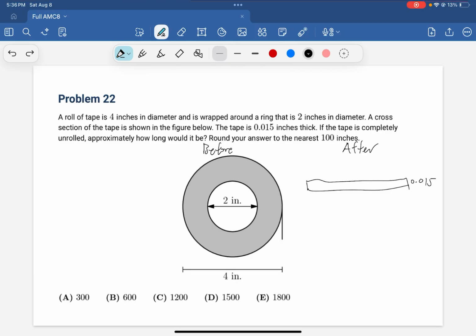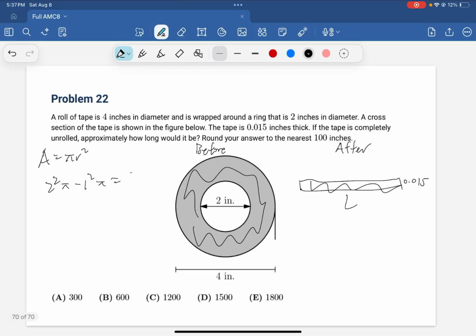So we want the length of the tape, let's say L. Then these two things have the same area because of conservation of mass. You can't create new tape. So for the area of this, we use the area of a circle again. Area equals pi r squared. The diameter is 4, so the radius is 2. And the small circle, the diameter is 2, so the radius is 1. So we do 2 squared pi minus 1 squared pi equals 3 pi.